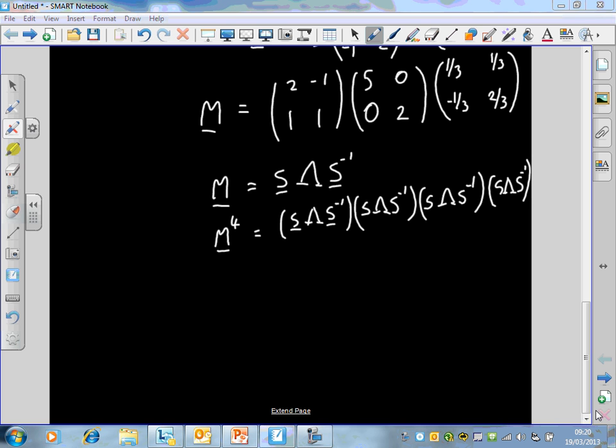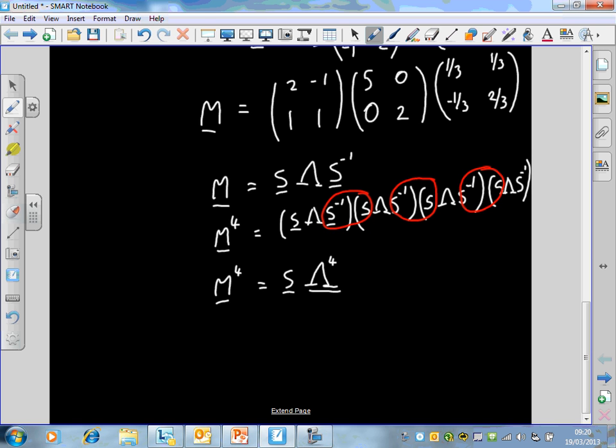Now, how does this simplify? Matrix multiplication, the order does matter. The inverse of S multiplied by S is going to disappear. Those two are going to disappear, and those two are going to disappear. So a lot of that disappears. What we're left with is that M to the 4 is equal to the S there, 1, 2, 3, 4 of the D's, so that matrix to the 4, and we're left with an S to the minus 1 there.